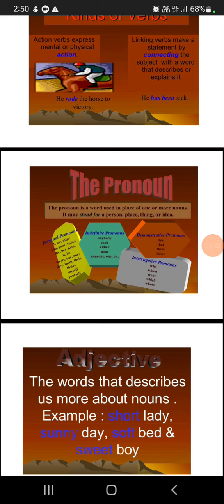The next one is demonstrative pronouns: this, that, these, those. These words are used as demonstrative pronouns. For example, I'm giving you this lecture, so here I'm using the word this. So this is called a demonstrative pronoun. And then interrogative pronouns: who, whom, what, which, whose. These kinds of pronouns are used to question a person. For example, who is your father, who is your mother. These words are always called interrogative pronouns.